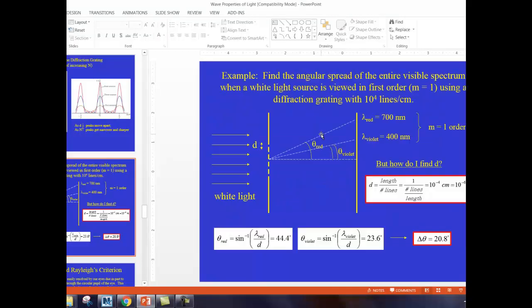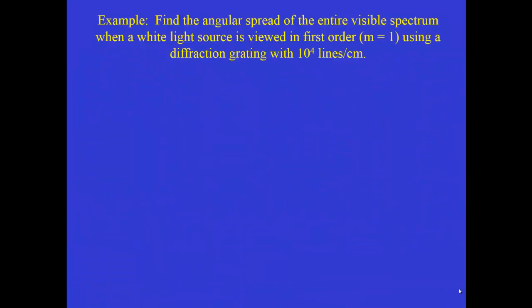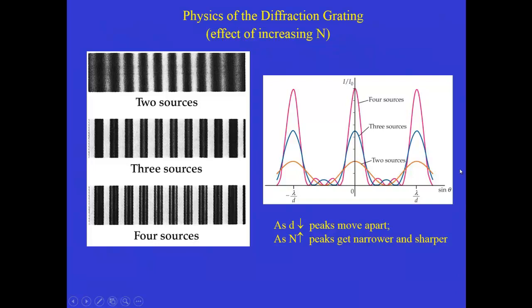But take a look on the intensity graph with three sources compared to two sources. Now look at the blue curve, all right? There is a small peak in between the two larger peaks, but notice the intensity of the main peak is much greater with three sources than with two. And then with four sources, it's even greater, and so on and so forth.